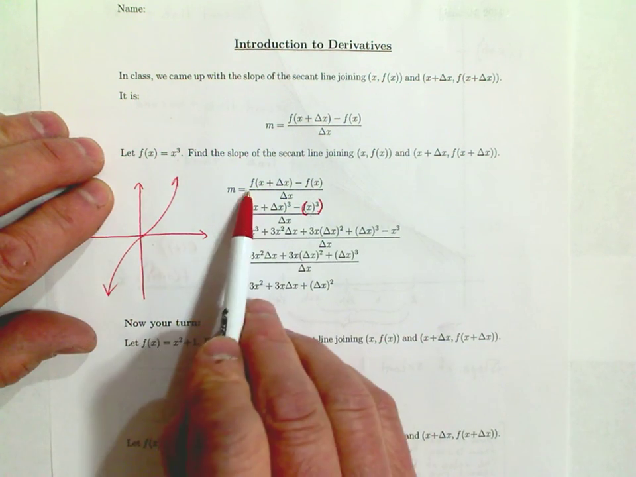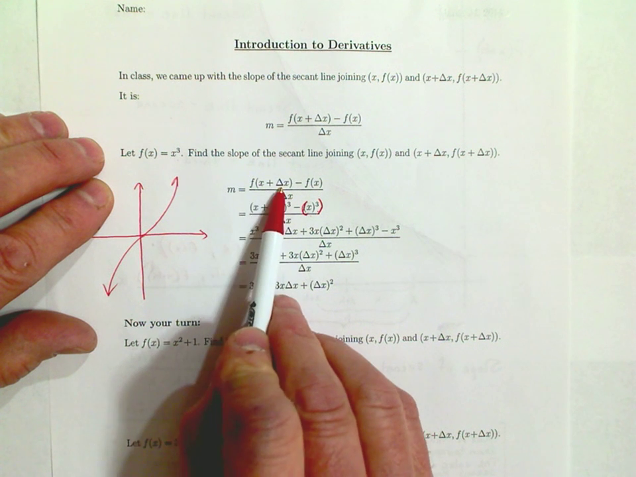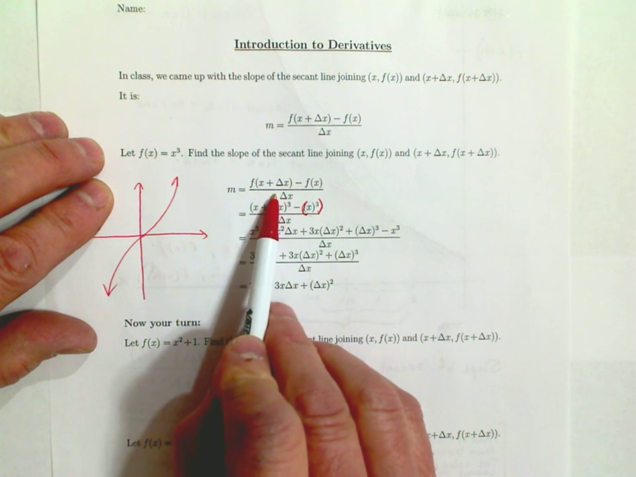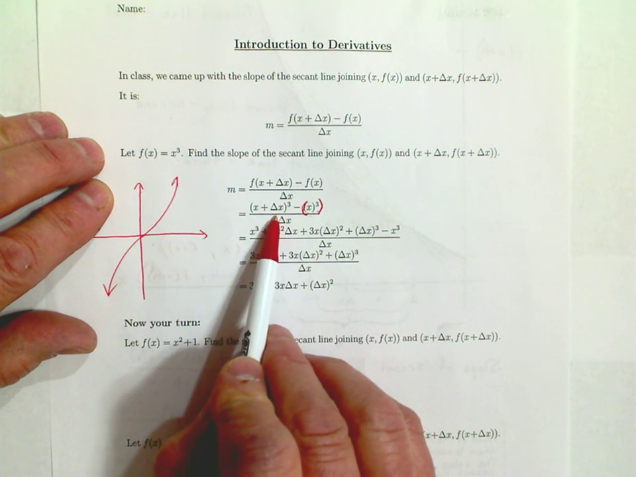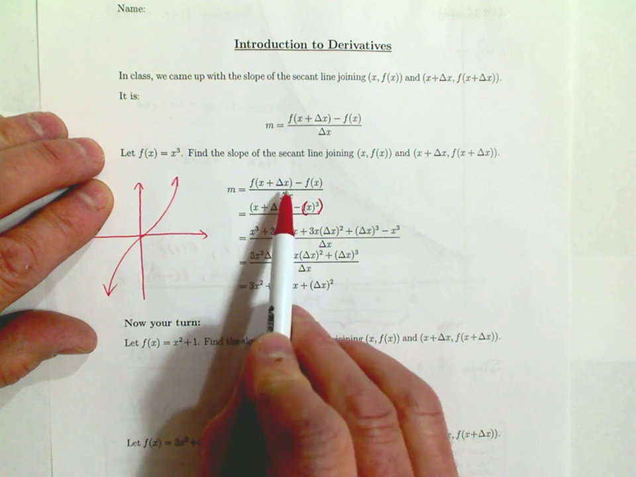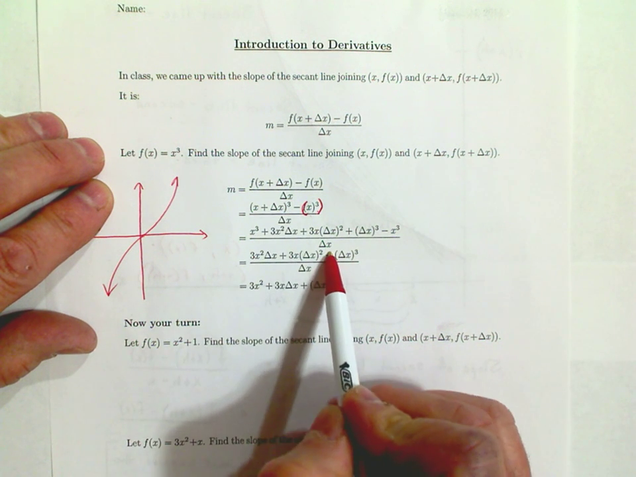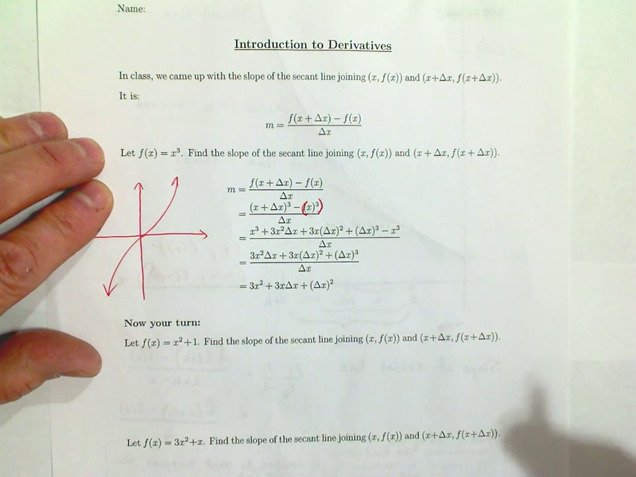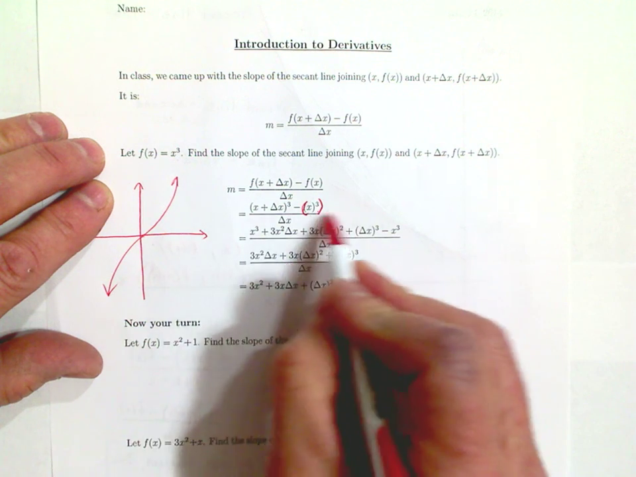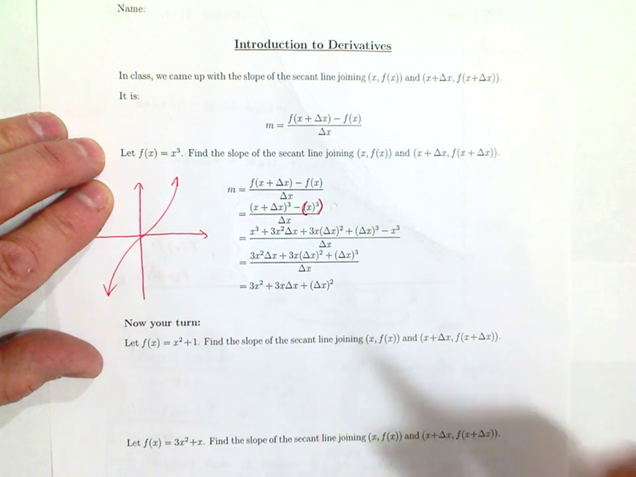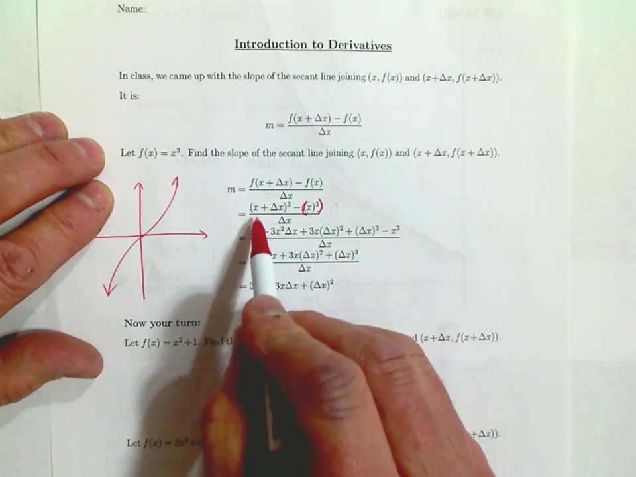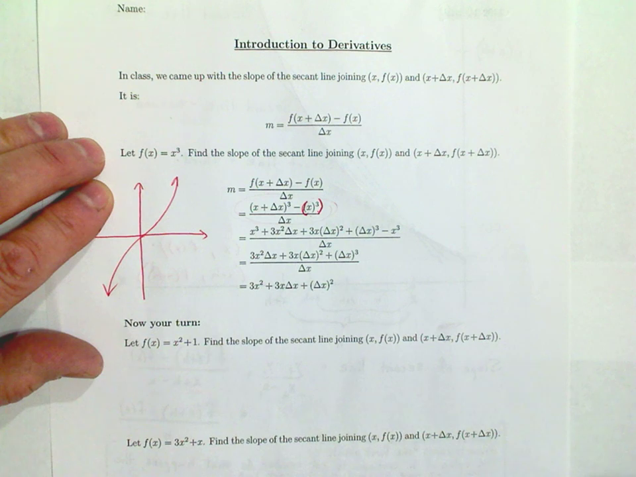Okay, so f of x plus delta x. So I just took x plus delta x and substituted it in for x. So I have that cubed. Okay, and then all over delta x. All right, so next step. So hopefully you get this. I'm just plugging into the function itself. X plus delta x cubed.